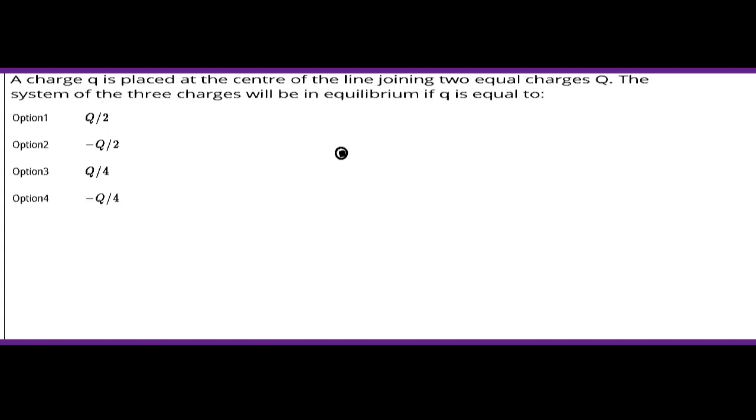Okay, so suppose this is charge capital Q and this is charge capital Q, and in between them this is charge small q. As you can see, this small q charge will experience electrostatic force from both the charges capital Q, so small q will already be in equilibrium. So the whole system will be in equilibrium if either capital Q is in equilibrium. Suppose this distance is small r and this whole distance is 2r.